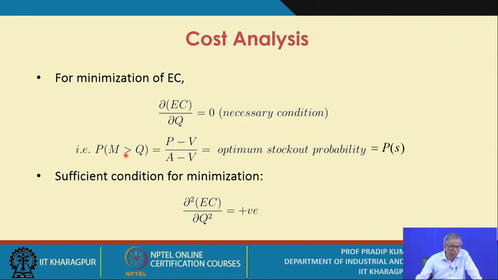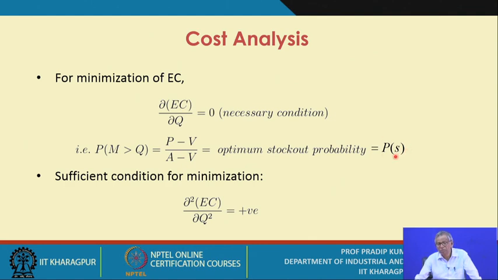You get the probability that M is greater than Q. That means, this is the probability of stock out. So, what is the expression for the optimum stock out probability? That is (P minus V) divided by (A minus V). So, I suggest that you take the partial derivative of the expected cost expression, set it equal to 0, and carry out the exercise, so that ultimately you get these expressions. So, this is the defining relationship which is referred to as the optimal stock out probability.